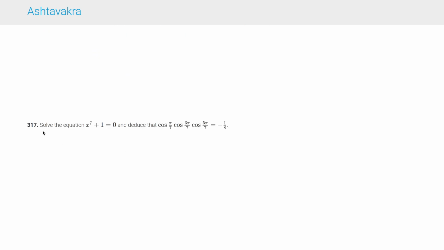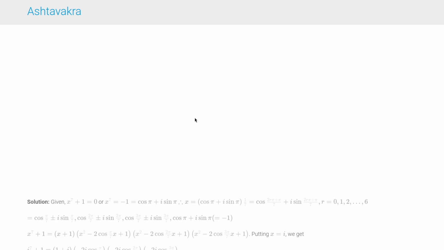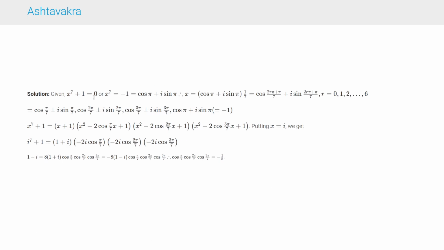Question 317 says: solve the equation x to the power 7 plus 1 is equal to 0 and deduce that cos π by 7 cos 3π by 7 cos 5π by 7 is equal to minus 1 by 8. So we have x to the power 7 plus 1 equal to 0. So x to the power 7 is equal to minus 1, that is cos π plus i sin π.